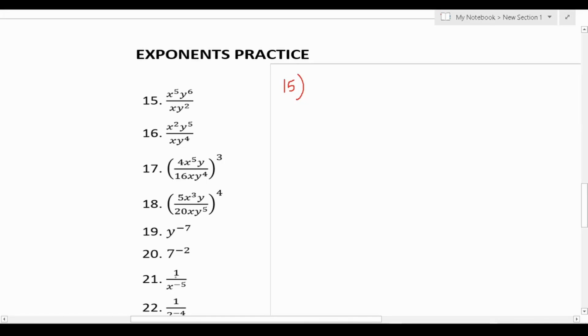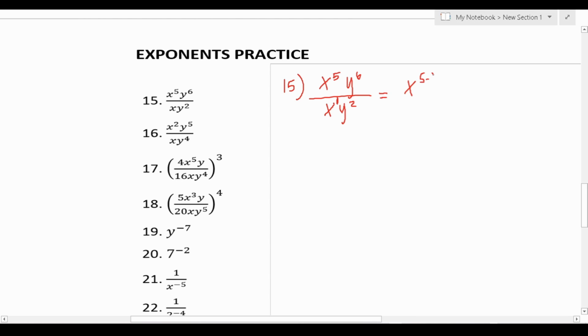All right, 15 says x to the 5th, y to the 6th, all over x, y squared. All right, so again, let's come up with a plan of attack. In this case, we should realize that we're going to make use of the quotient rule, which is this. We're going to write down our base of x. And then since we have a base in the numerator as well as the denominator, which is technically raised to the first, we're just going to subtract our exponent.